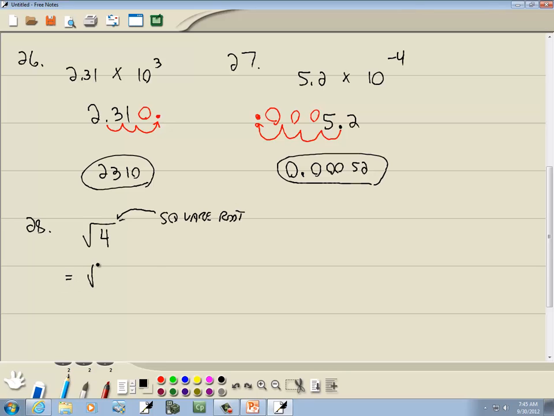Now what we try to do is write the prime factorization of whatever number is inside there. Like 4 is 2 times 2. When we're talking about square roots, we're looking for pairs of something. Pairs of numbers, pairs of whatever. Well, here's a pair of 2's. So that pair of 2's is going to come out in front as a single 2. So our answer would be 2.